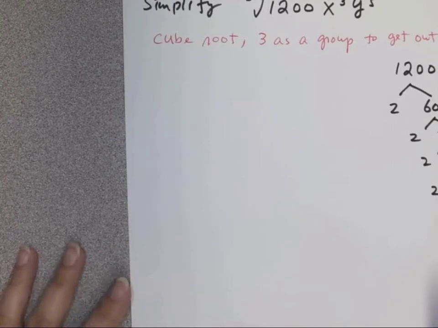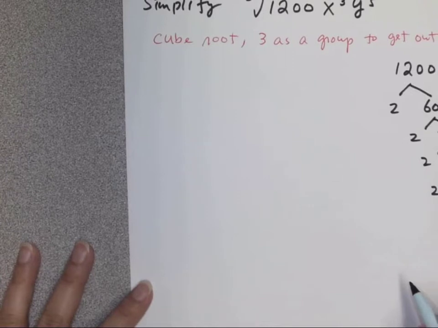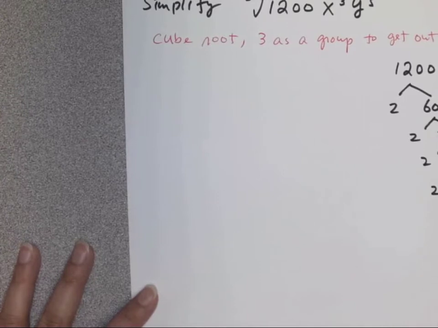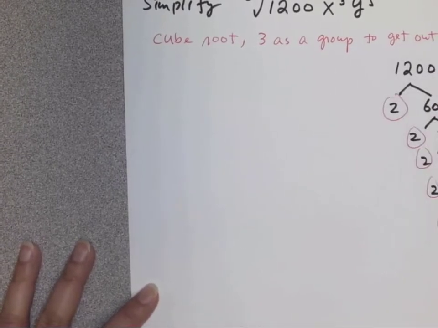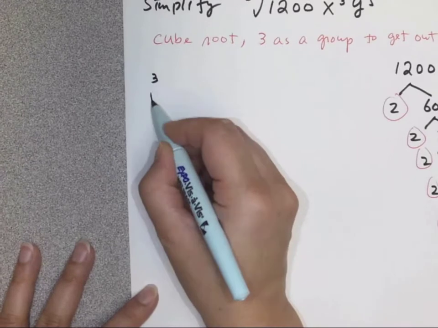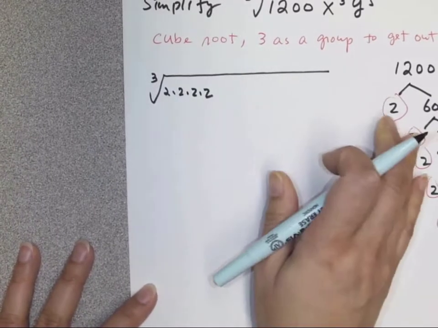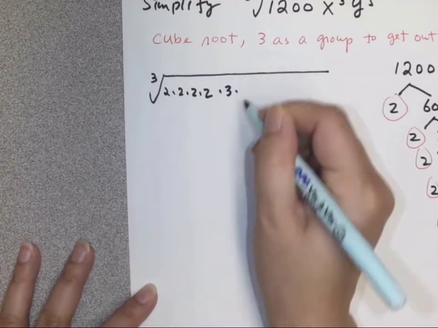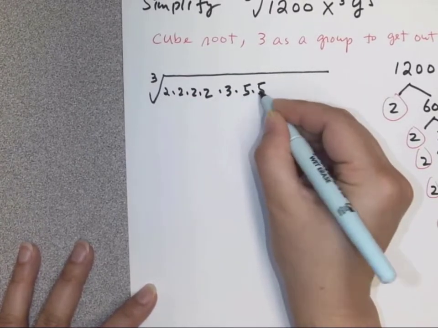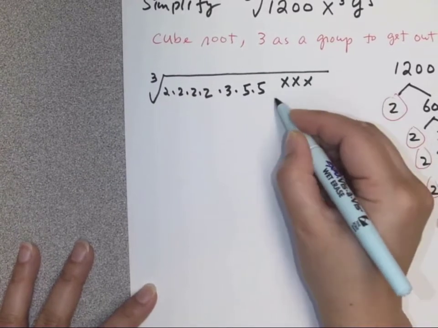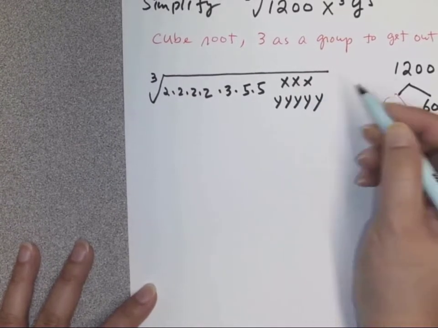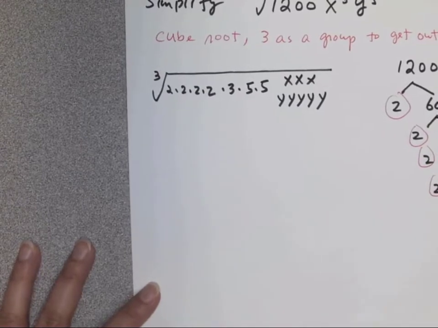15 is correct. You guys are good. And then 3 times 5. Okay. Alright, so we can stop here because all these numbers are prime numbers. And cube roots, don't forget the little 3. We have 2 times 2 times 2 times 2, 4 of them. I have 1 3. I have 2 5. And then I have x, x, x, y, y, y, y, y. So it looks tedious, but it doesn't take that long.